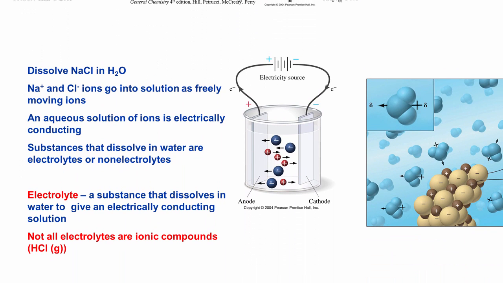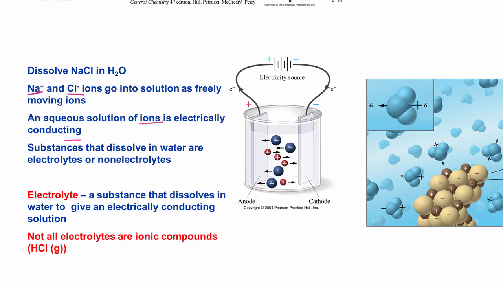So let's talk a little bit about what happens when you dissolve sodium chloride, salt, into water. We all know that sodium chloride is soluble in water. And what happens is when we put the sodium chloride into the water, the sodium chloride completely dissociates into sodium and chloride ions. This is called an aqueous solution. Remember what I told you in class. An aqueous solution is one where there's a solute, in this case sodium chloride, dissolved in water. Aqueous solutions of ions are electrically conducting, so they will conduct electricity.